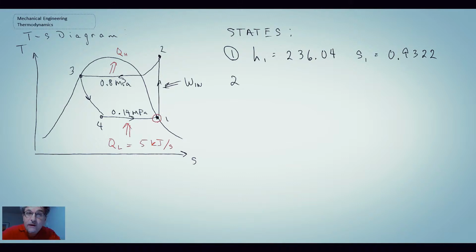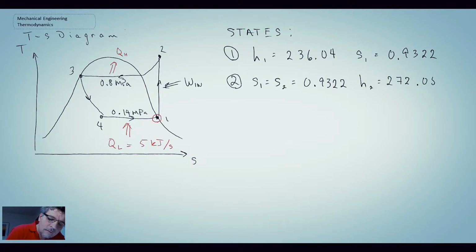Now you notice when I went in and got the information for state 1, I pulled out the enthalpy. We're at the saturated vapor line, but I also pulled out the entropy because I know that the process going from 1 to 2 is isentropic, and consequently we need to know the entropy at state 2 in order to specify it. That's why I pulled out the entropy. So that is state 2 specified.